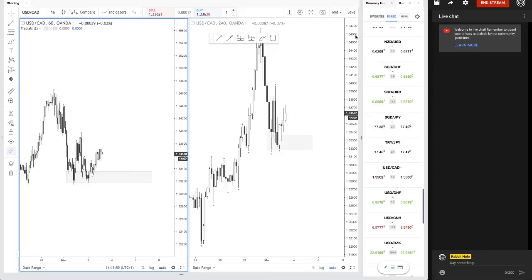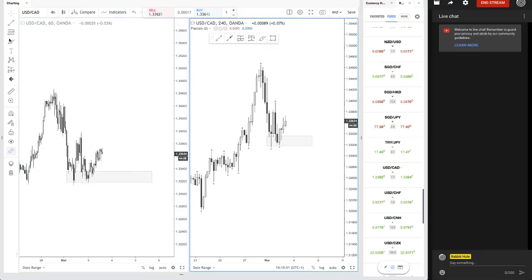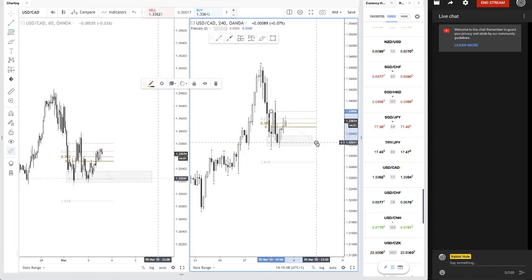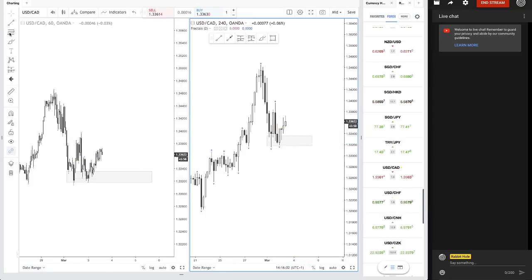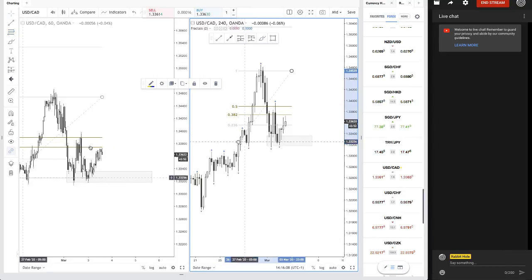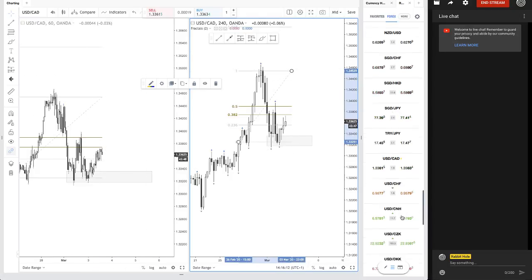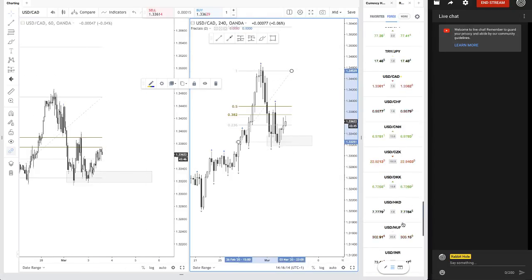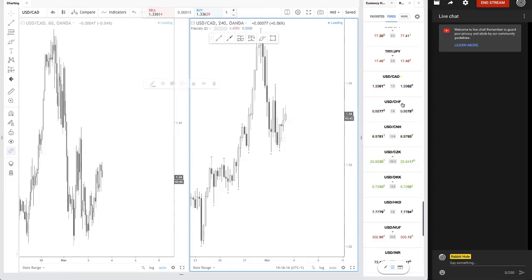Okay, we have a pullback right here. Okay, we had a break. The market is coming back up, most likely. And if we take our original idea, it's very likely that this will be a range. It's very possible that the market will come back up. USD Swiss franc.